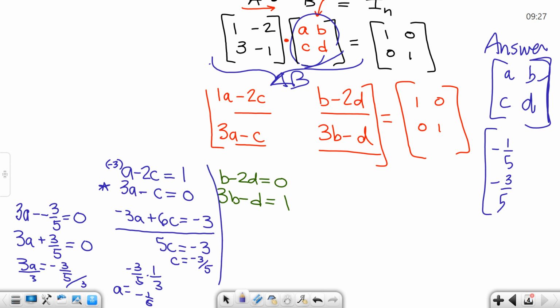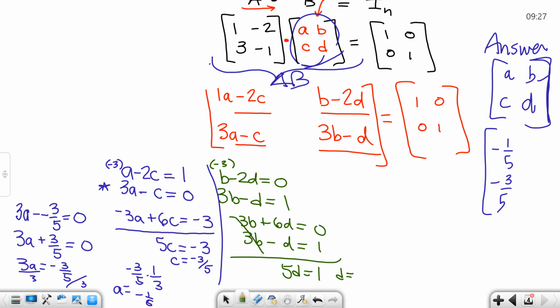And so we'll get rid of that one. So we'll say that this is a negative 3. So I get negative 3B plus 6D equals 0. Okay, so I add those up, and I get 5D equals 1. So that means D equals 1/5. Okay, so D in this matrix right here, D goes right here.